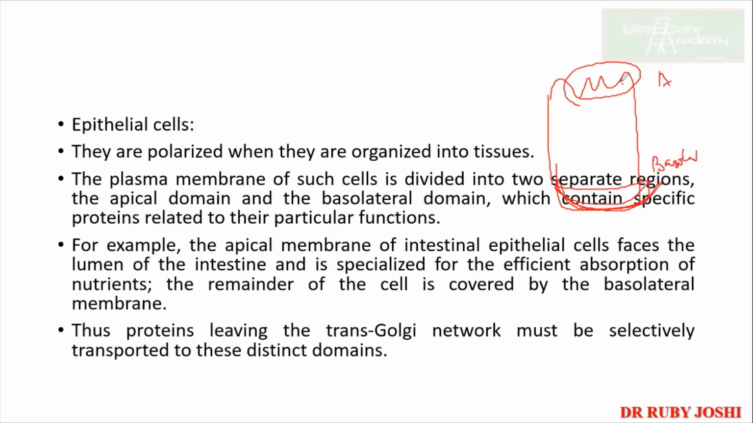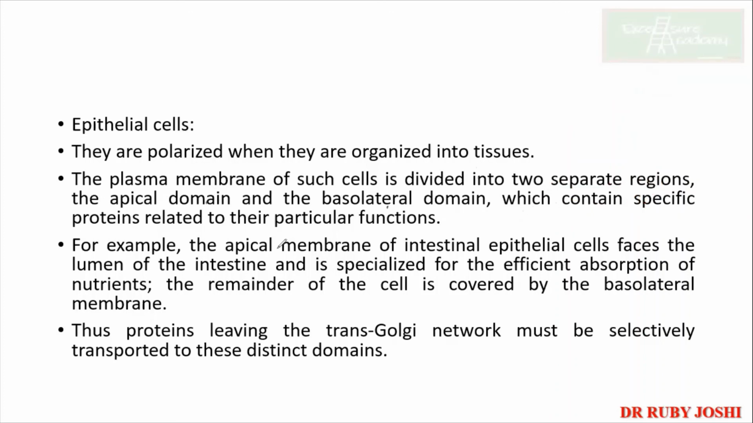So the receptors or the proteins localization present here is different and here it is different. So Golgi apparatus has to be very specific. It needs to understand कि एपिकल मेम्ब्रेन ऑफ द इंटेस्टाइनल एपिथेलियल मेम्ब्रेन में आपको क्या भेजना है और आपको बेसोलैटरल रीजन में क्या भेजना है. ठीक है. So that is very specific job of your Golgi and it has to be very selective. Okay. So the plasma membrane of such cells, like for example, in the case of epithelial cells, they are known as polarized. So they are divided into two separate regions, the apical and the basolateral domain, which contains specific proteins.